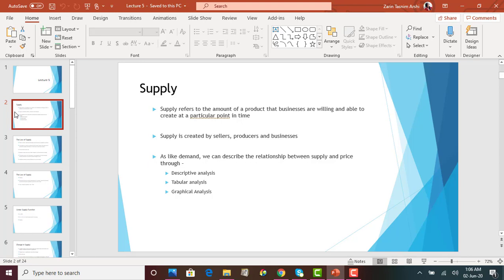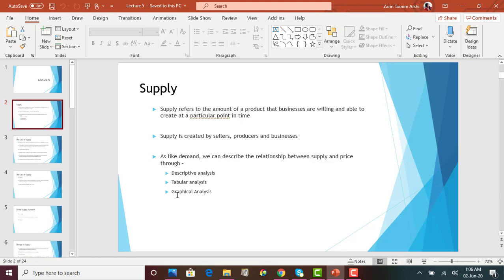Now, we saw that demand can be expressed in three different ways, right? Or we can explain the relationship between price and demand through three different ways. That was the descriptive analysis, the tabular analysis, and graphical analysis. The same tools can be used to describe the relationship between price and supply. Descriptive analysis is basically when we are using concepts and theories to explain the relationship between price and quantity supplied. We are using theories, definitions, and concepts to explain the relationship between the two variables.